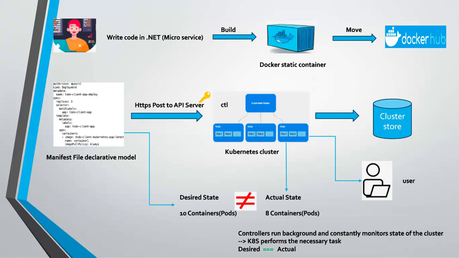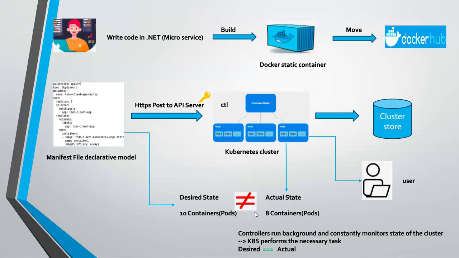So how will the containers be running inside the worker node? In the previous session we have seen there will be kubectl, which will be installed on each worker node. When it is installed, it will pull the image from Docker Hub, whatever image you already pushed, and based upon the declarative model, it will just run the task. Once the task is assigned to the worker node from the scheduler, it will just run that job. So controllers run in the background and constantly monitor the state of the cluster.